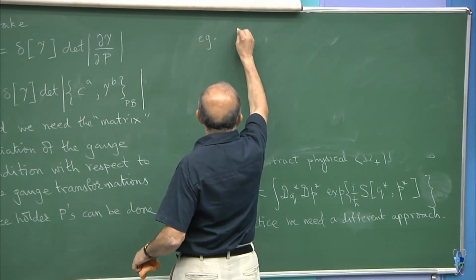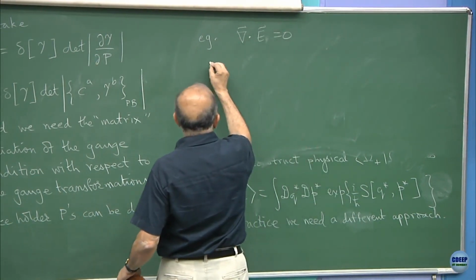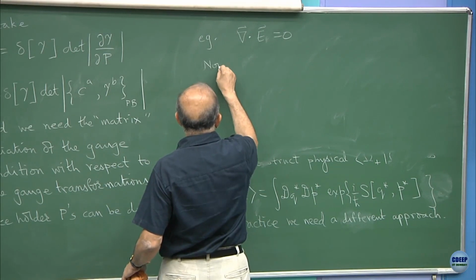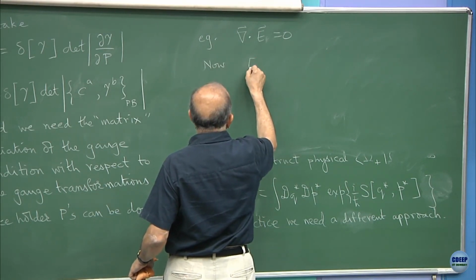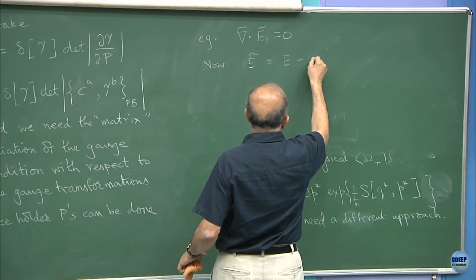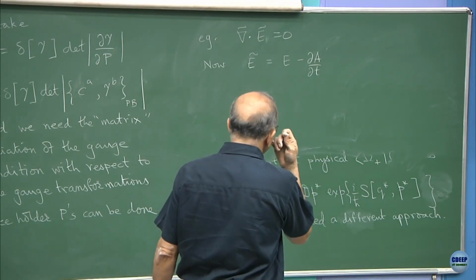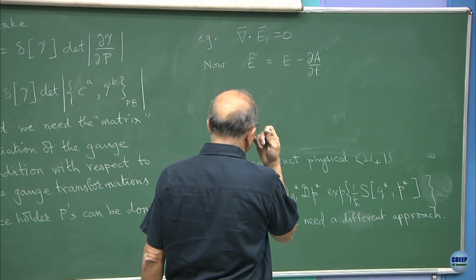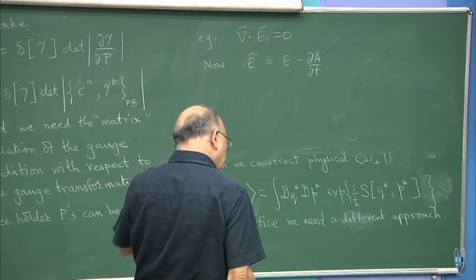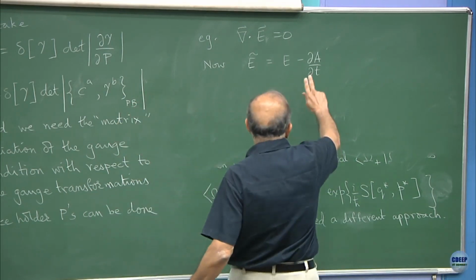So for example, we had the gauge condition divergence E equal to 0, right? But under gauge transformation, E tilde equals old E minus dA/dt. One moment, what are we seeing? We are talking about transformations of A.